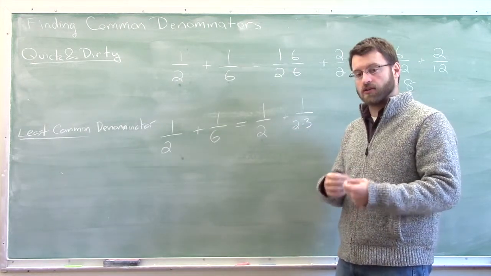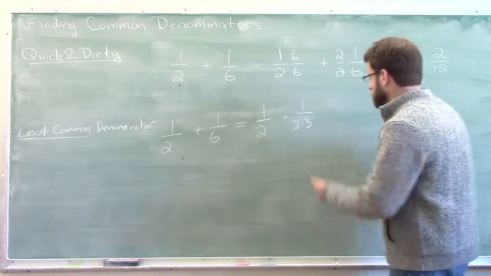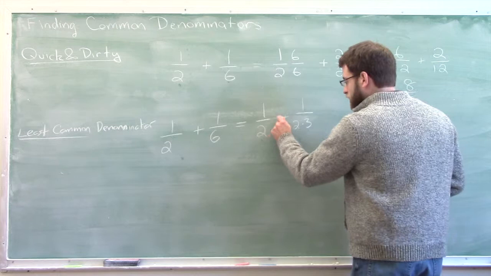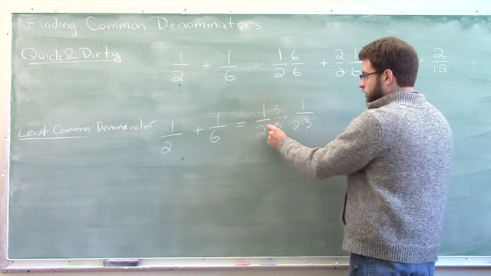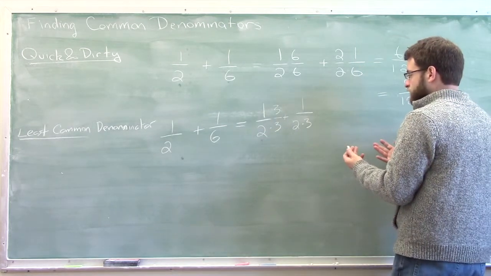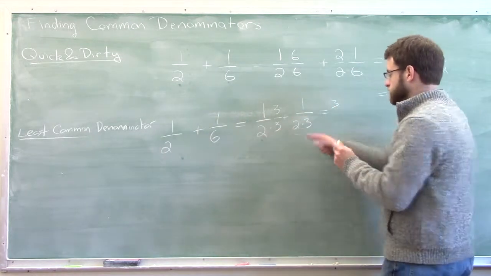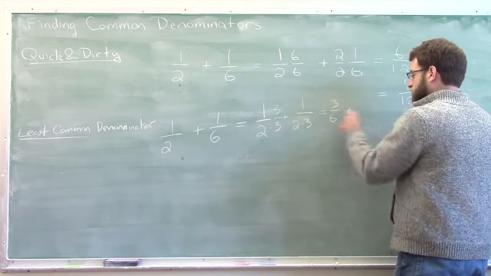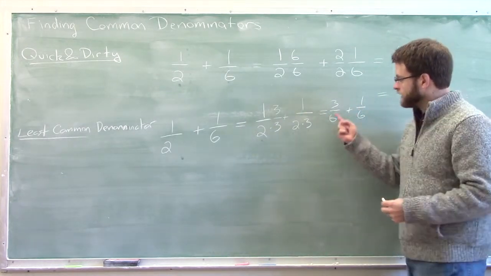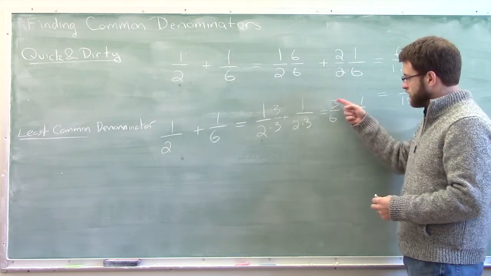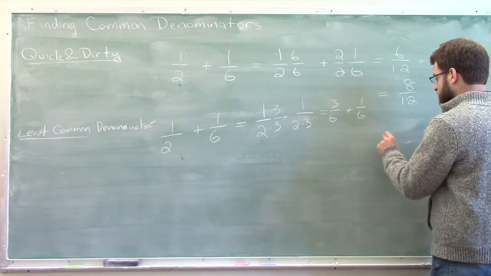The only thing I need to include to make these match up is a factor of 3 in this first fraction. So if I multiply top and bottom of the first fraction by 3, that'll give me a common denominator, and I'll be able to add these things together. Okay, so we go ahead and do that. 3 times 1 is 3, 2 times 3 is 6, and then 2 times 3 is 6 in the second fraction. So now the least common denominator in this case is 6. I have 3/6 and 1/6. If I add those together, I would get 4/6.